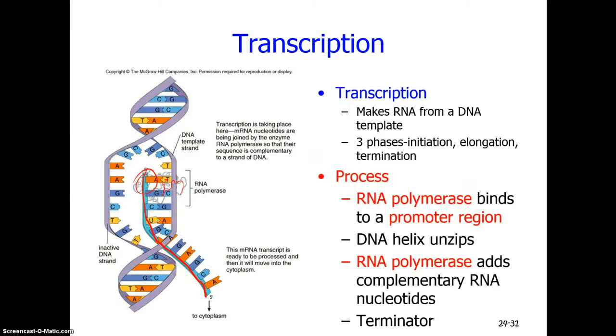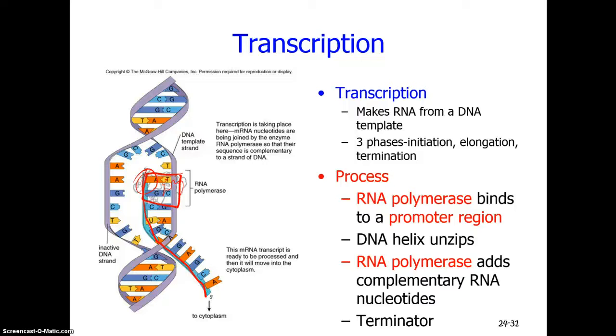Okay, so RNA polymerase binds to a promoter region. This right here would be a promoter region. It's where the RNA polymerase will bind, because it's what's going to promote, or start, this whole transcription process. The DNA helix unzips because the RNA polymerase unzips it.